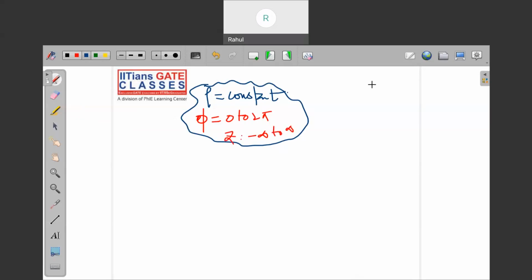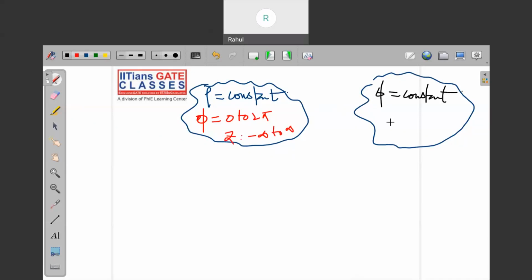Now suppose phi is going to be constant in this case. Then rho can go from 0 to infinity. If rho is not given, you can put the limit 0 to infinity. And z will obviously be minus infinity to infinity.